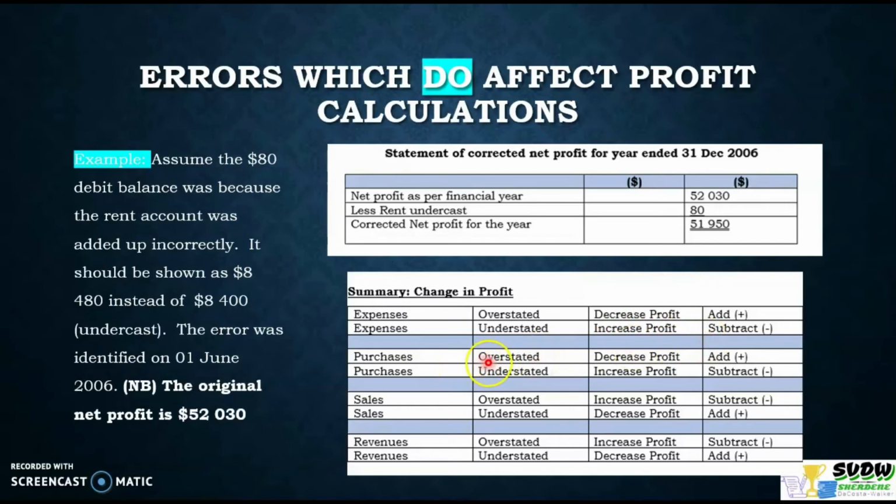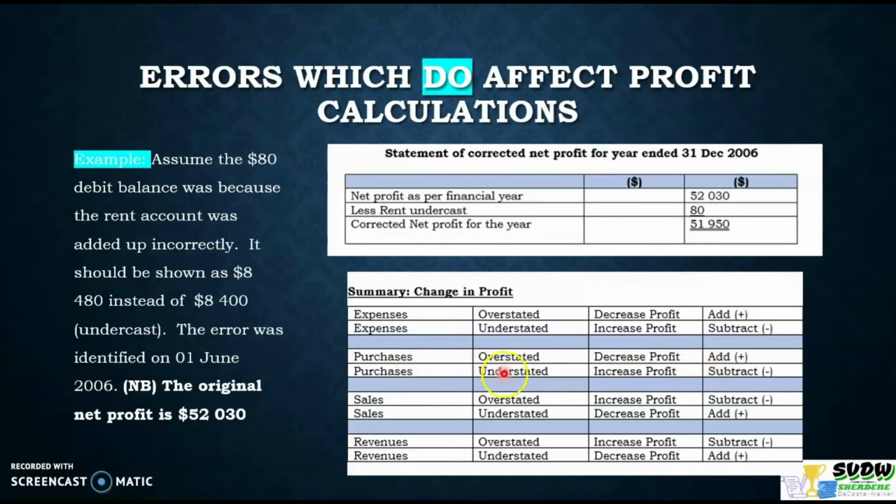Purchases, if purchases was overstated, it means that more would be placed in the cost of goods sold, and when minused from sales, that would have caused our profit to be less than it should have been. So we're going to add back the amount that it's overstated by.